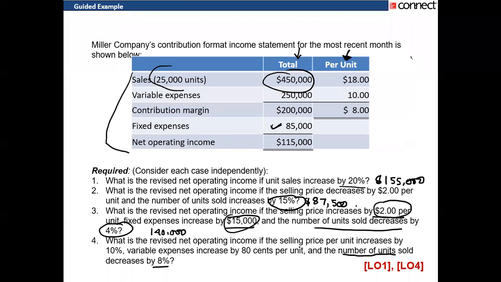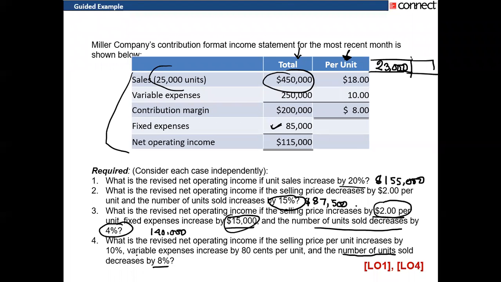So previously you solved the problem where the number of units went down by 4%, and you mentioned that it was 1,000 units less. Now, if it is 8%, it is 2,000 units less from the 25,000. So it is a 23,000 units case. Okay, so let's solve for the 23,000 unit sales case.